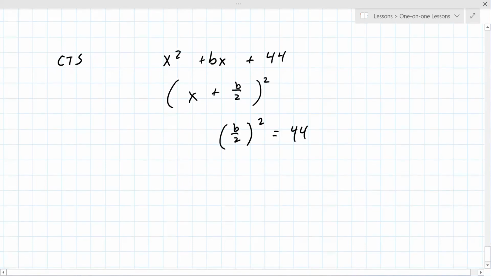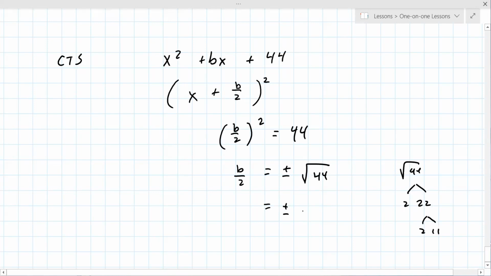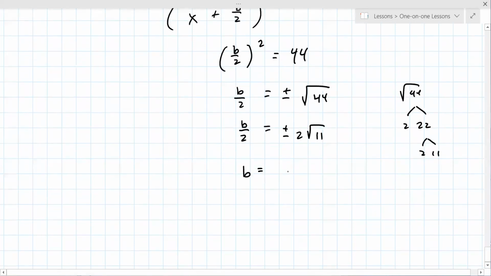So how do you solve for this value? We take a square root of both sides. So b over 2 equals plus or minus the square root of 44. And that reduces: the square root of 44, 2 and 22, 2 and 11. So this is plus or minus 2 square root 11. Then you solve for b, so you multiply by 2. So b equals plus or minus 4 square root 11. Now you might see both answers, or one or the other.